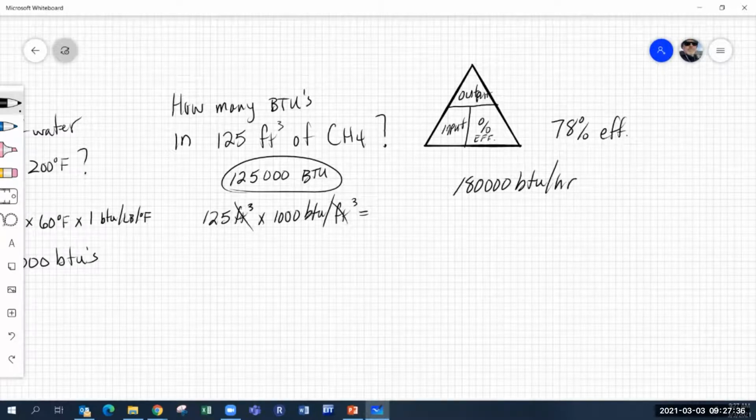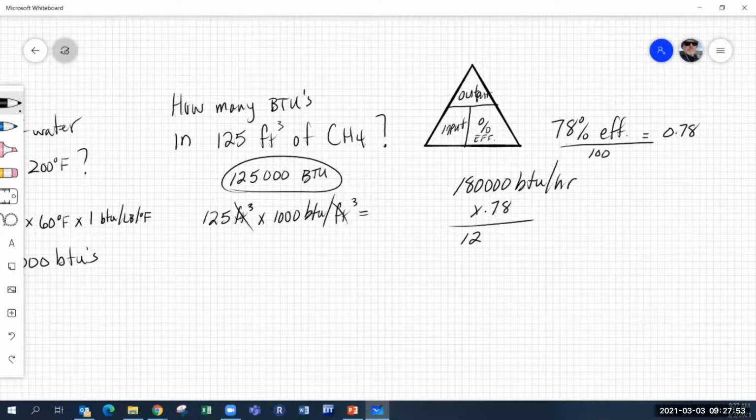It'd be 126,000. That is correct. So we take 180,000 and multiply by 0.78. So when you have a percentage, you divide it by 100 to get your multiplier of 0.78. And you said that was how much? 126? Correct. I got 140,400. Oh, we have a little error there. Oh, yeah, 140? I just typed it again. That's what I got too. Okay. 140,400.